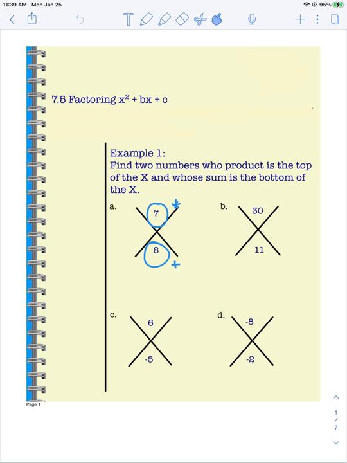So first we're going to think, what are some factors of 7? 7 is a prime number, so its only factors are 7 and 1. Which, lucky for us, they add to 8. So our magic numbers, in this case, are 1 and 7.